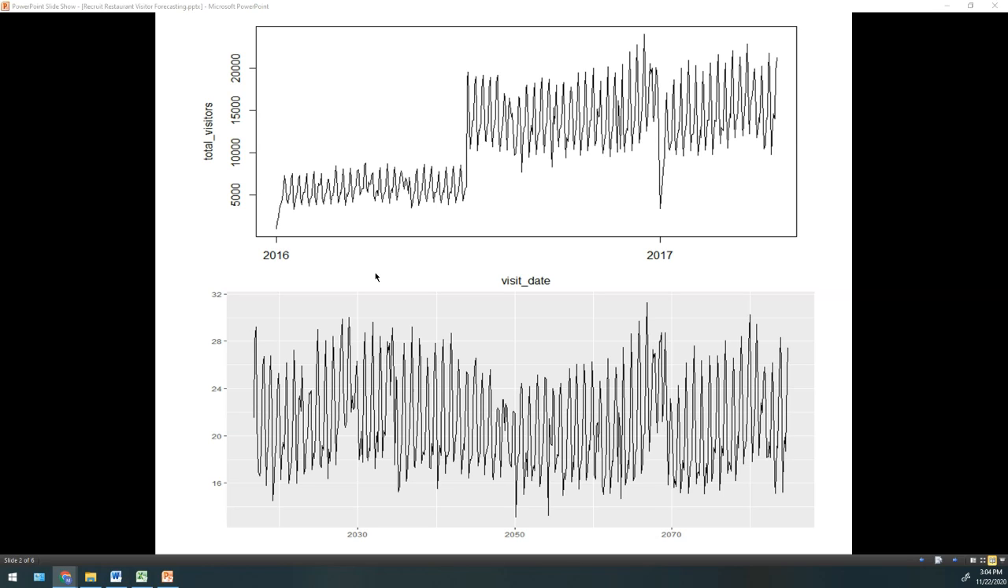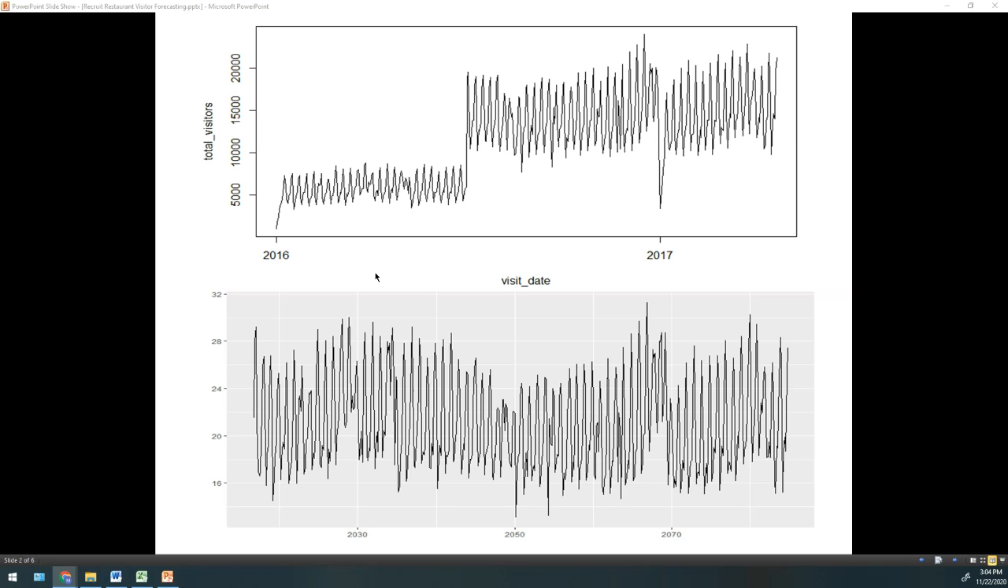From the slide I'm showing here, there are two different charts. The top chart shows the aggregated visitors per day from within the database. This is a combination of the AIR database and the HPG database. So every day, this is the total amount of visitors according to those two databases.